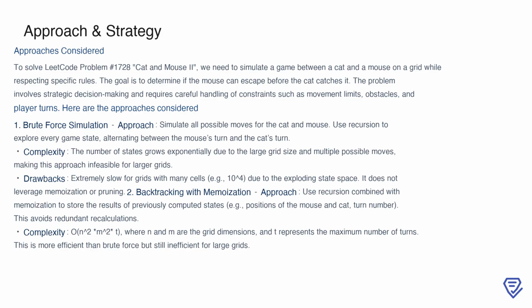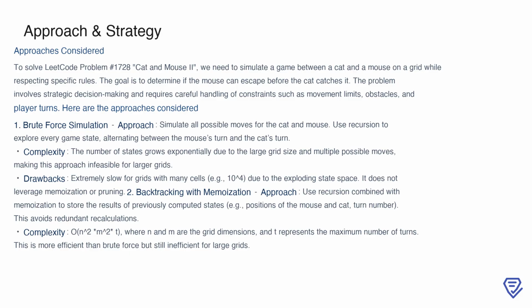However, this approach quickly becomes infeasible for larger grids, as the number of possible states grows exponentially. The absence of optimization techniques like memoization makes this approach extraordinarily slow, especially for grids with thousands of cells. Alternatively, we could use backtracking combined with memoization to avoid redundant calculations by storing results of previously computed states.